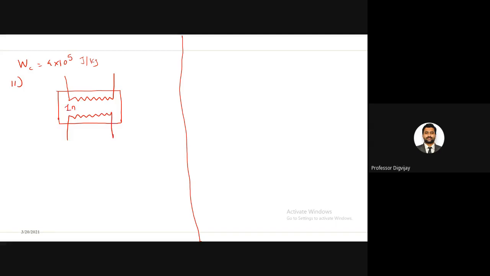So this is the intercooler. There will be cooling water coming in, cooling water in, then cooling water out. Here hot air will come in, and there will be hot air out. There will be some exchange of heat, and this hot air temperature will decrease, and it will go to cold air out. Okay.